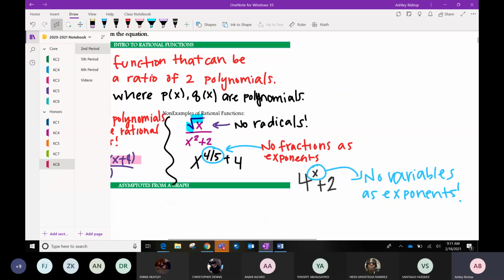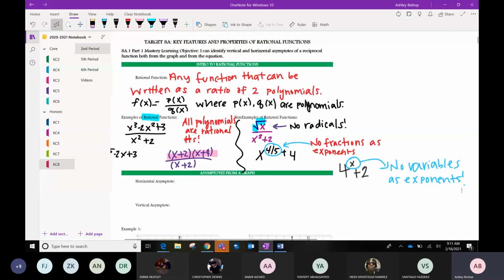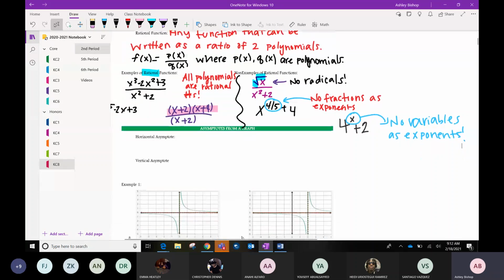Okay, so those are just examples of some rational versus irrational, which means not rational functions. Any questions so far? This whole unit will be working with rational functions. That's the name of this unit. So getting a little more specific, that's the general idea of what a rational function is. We're going to dive into the different characteristics about rational functions.